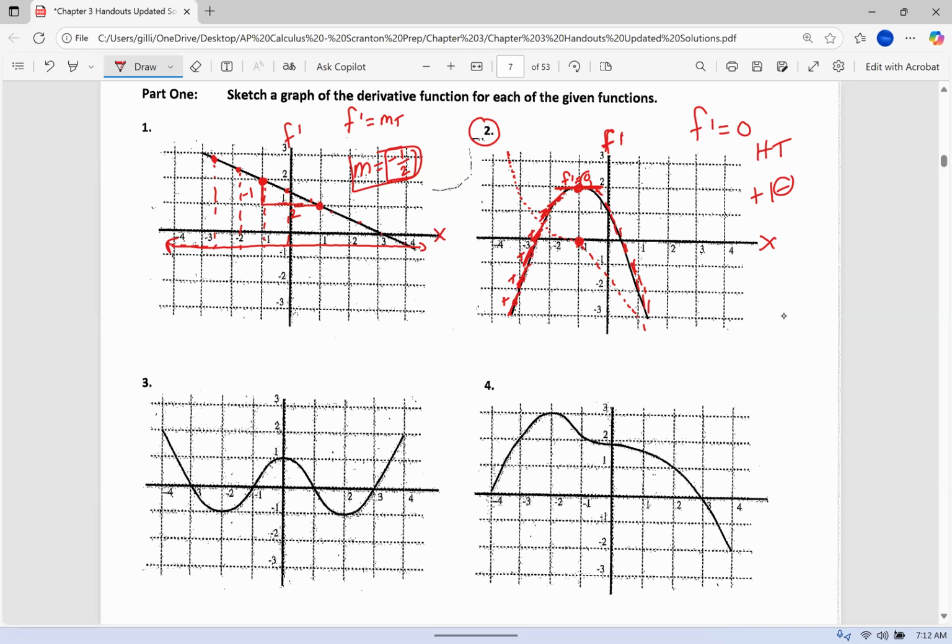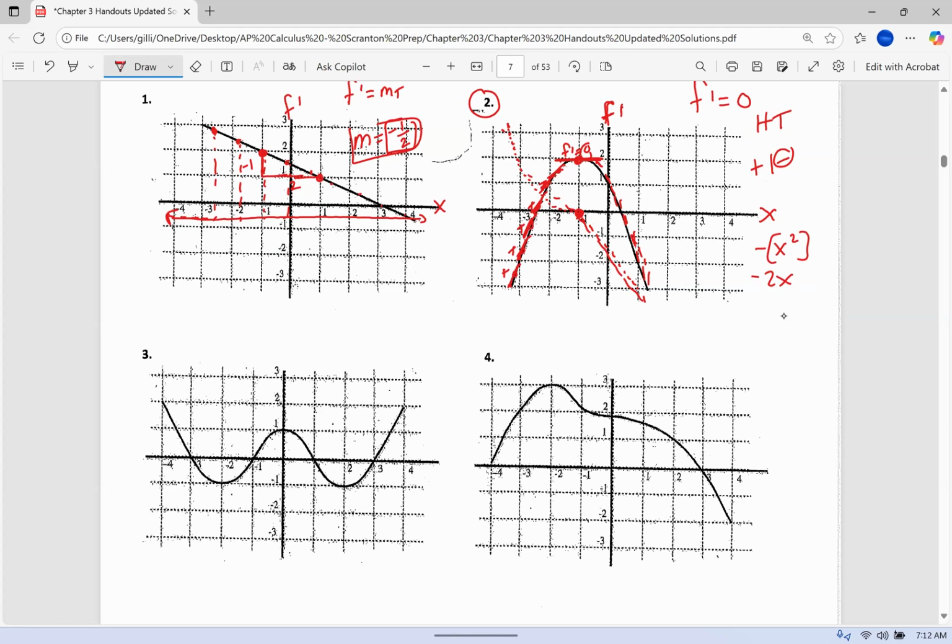Does it make sense? I think so, because this is some quadratic function of something of negative x squared. I can find the precise function, but we don't really need to. And the derivative of that is a line of a negative slope. So something along that line would be a good approximation of the derivative.